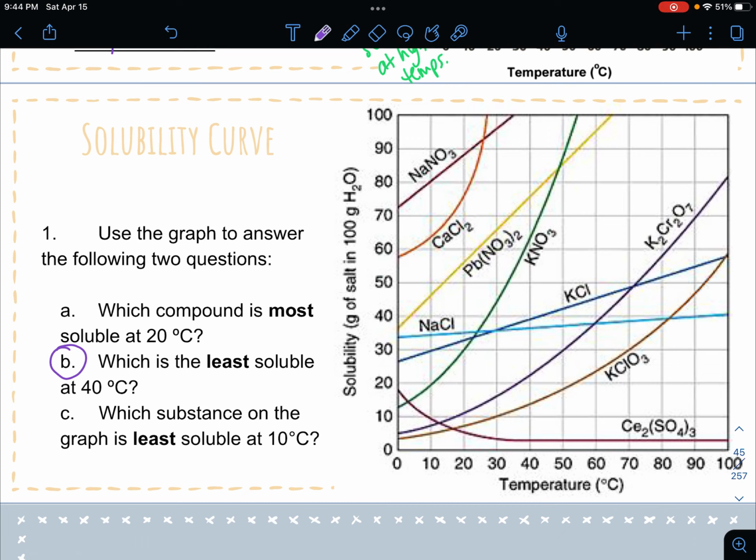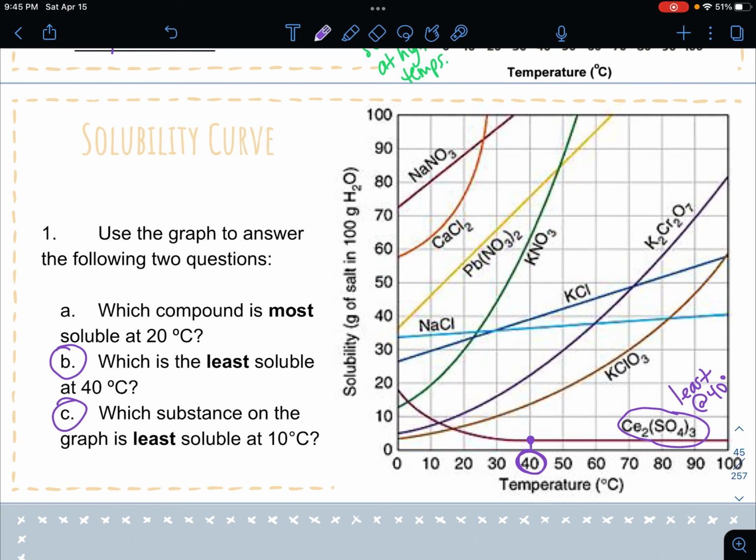Okay, and I think this one isn't actually on your notes, but this will just be good practice. So for B, it says, which is the least soluble at 40 degrees? So we'll find 40 degrees, right? Remember, least soluble means we can dissolve the least amount. So let's see which one is the smallest amount. And that's just going to be this very first one we get to because it's the lowest. So that means this guy is the least at 40 degrees, least soluble.